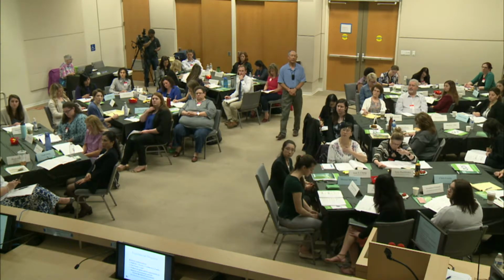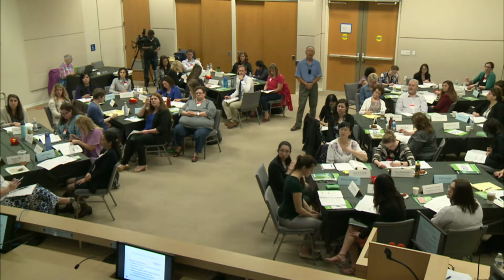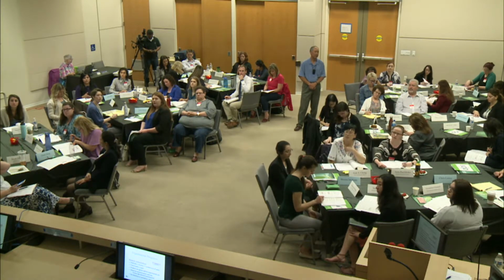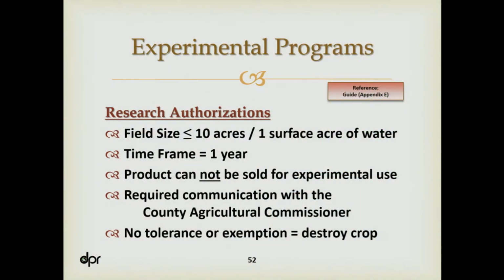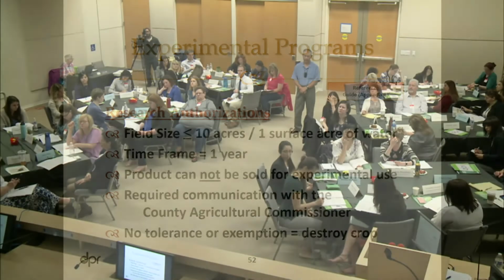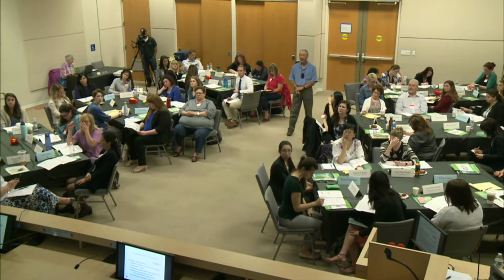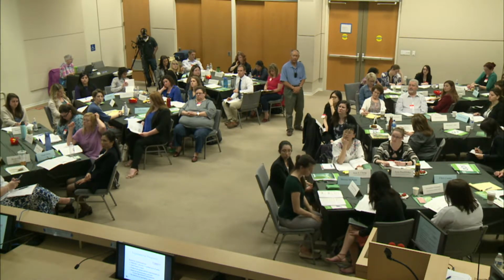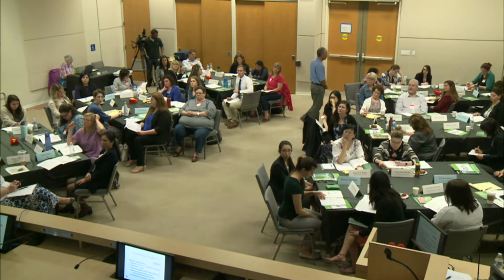RAs, research authorizations, are anything less than 10 acres. So it's a little bit different. The unique thing here is that if you do obtain a federal EUP and you don't want to register it, you could go ahead and use it for an RA. RAs, again, don't require federal registration, but they are limited to 10 acres or less. And the product cannot be sold for experimental use. And that's the other kicker. Other than that, they have to keep in close contact with the California County Ag Commissioner's office too. And again, very similar to the EUP, no tolerance or exemption means crop destruct or fed to experimental animals.